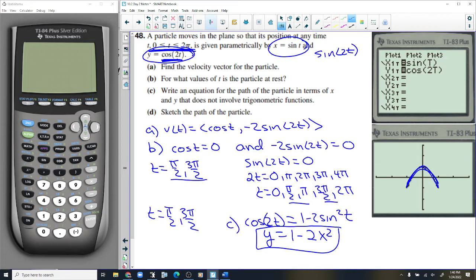D, sketch the path of the particle. We already did that for you. We use calculators for that anyway. Any questions? All right, let's keep rolling.